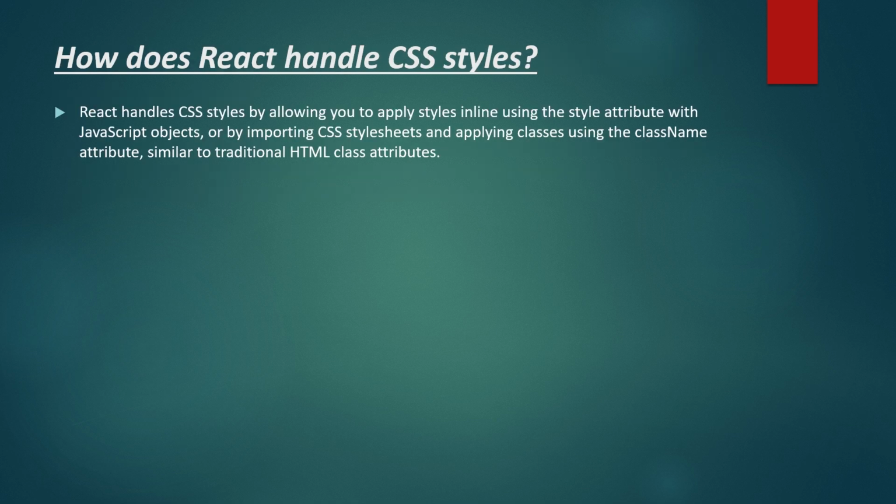Now let's move to the different question. How does React handle CSS styles? React handles CSS styles by allowing us to apply styles inline using the style attribute with a JavaScript object, or by importing CSS style sheets and applying them using the className attribute, similar to the traditional HTML class attribute.